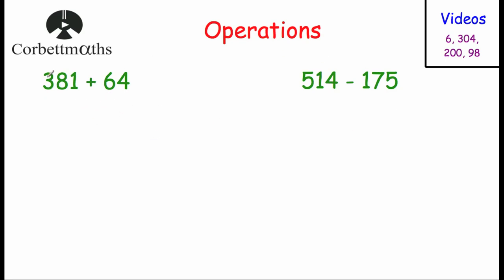So our first question says 381 plus 64. So let's write it out in columns. So 381, you've got the 3 in the hundreds column, your 8 in the tens column, and your 1 in the units or ones column. And then we've got 64. So let's write that beneath, lining up the ones or the units and the tens. And let's just add it together. So 1 plus 4 is 5. So put the 5 beneath. 8 plus 6 is 14, so we put the 4 down and we carry the 1. And 3 plus 1 is 4, so our answer is 445.